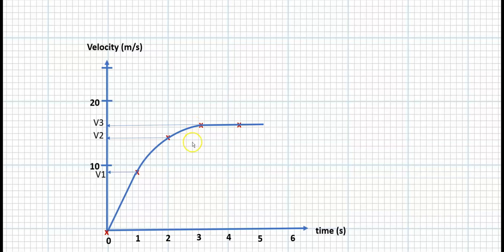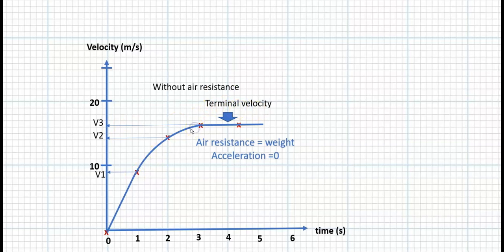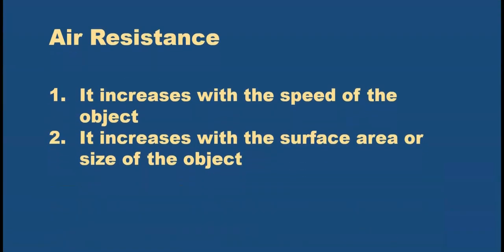The air resistance will increase till it is equal to the weight of the falling object, and at that point, the acceleration becomes zero. That means the object is now falling at constant speed. This is the maximum speed that it can attain, and we call this its terminal velocity. Now compare this graph to the case of an object free falling in vacuum, that is in the absence of air resistance. The second important thing about air resistance is that it increases with increase in surface area.